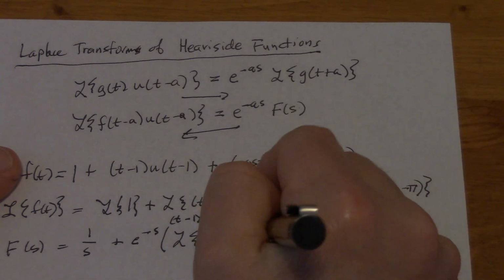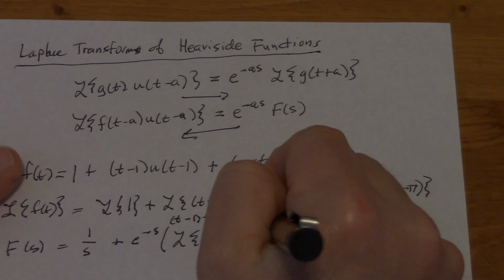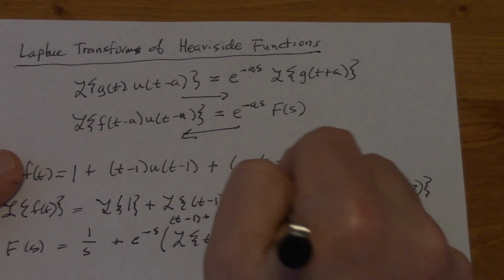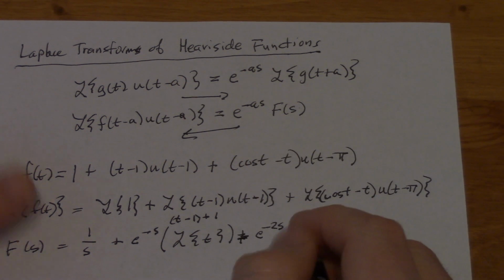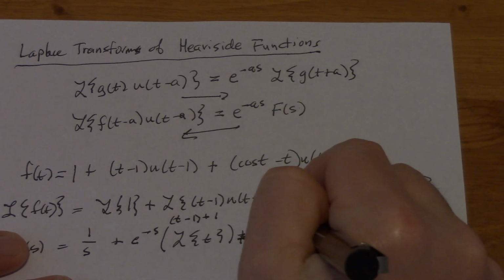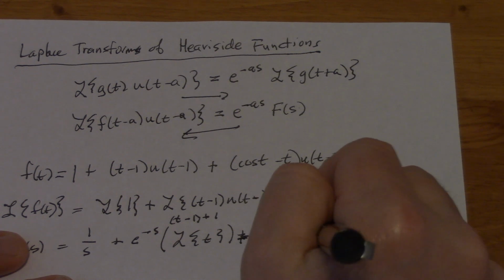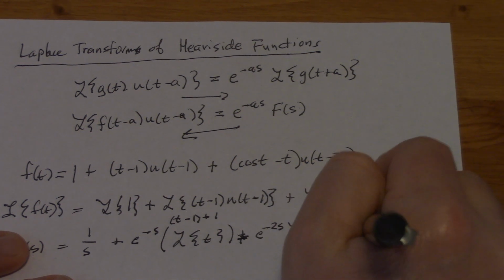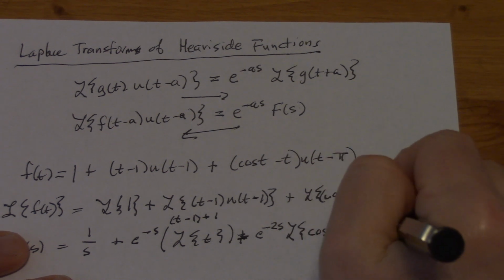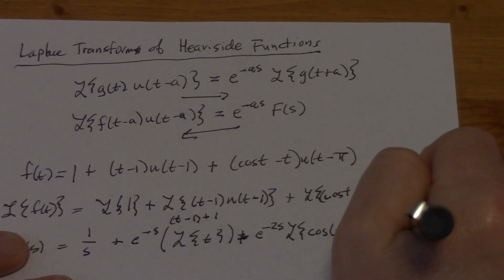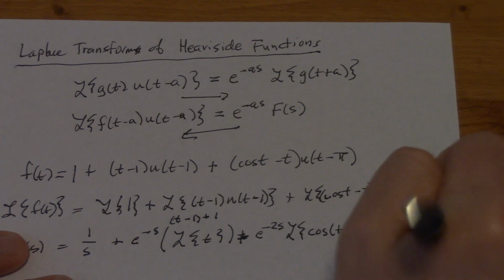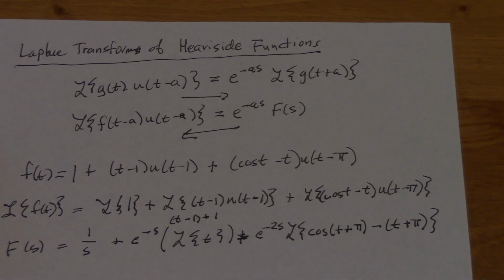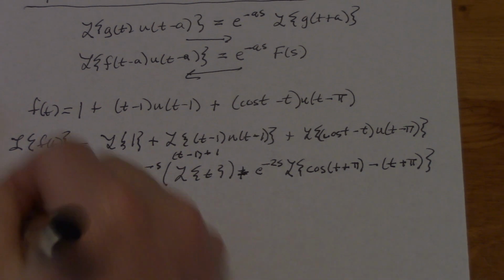Alright, this is going to give me e to the minus pi s. So the u of t minus pi turns into that. And then I'm doing the Laplace transform of cosine of t plus pi minus t plus pi. Okay, so just one more step and we're done.